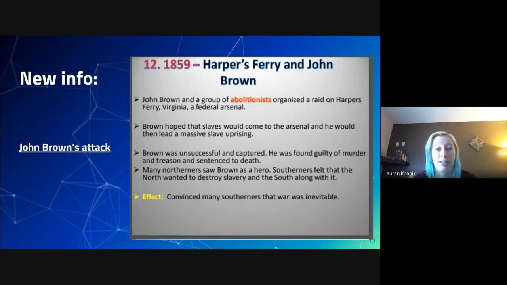Brown was unsuccessful and captured. He was found guilty of murder and treason and sentenced to death. Many Northerners saw Brown as a hero. Southerners felt that the North wanted to destroy slavery and the South along with it. So the effect of this, it convinced many Southerners that war is inevitable. So now we're getting to this boiling point between North and South that they just cannot agree on the issue of slavery and the issue of states' rights.